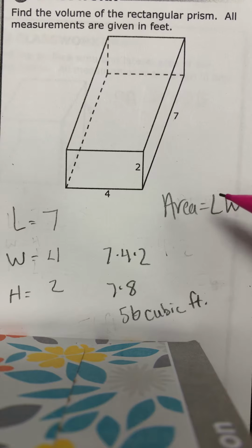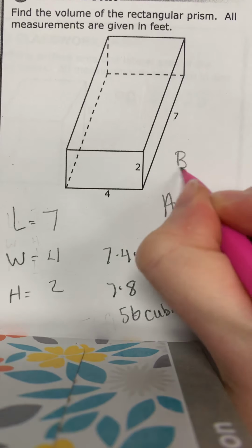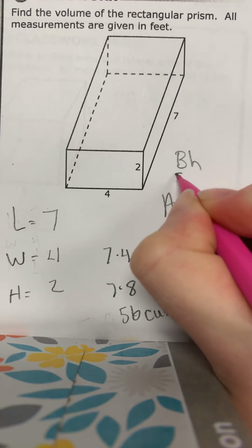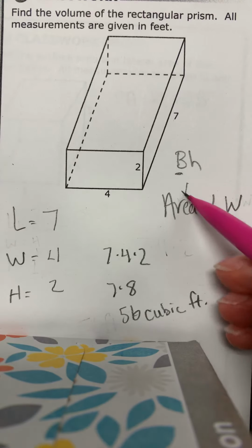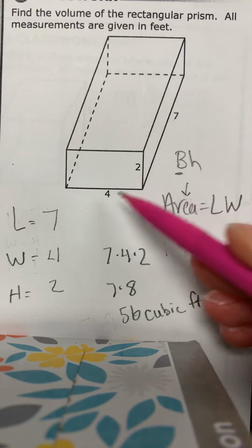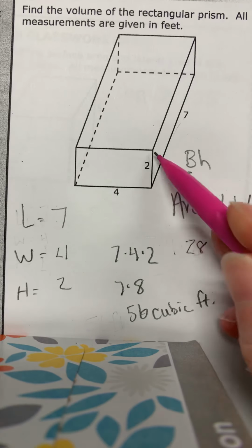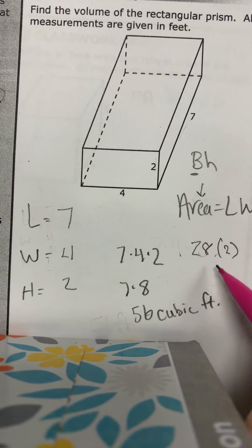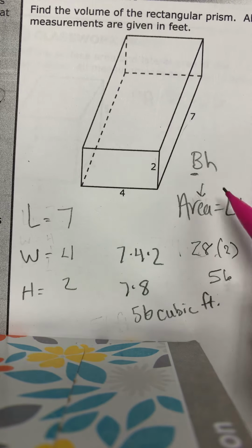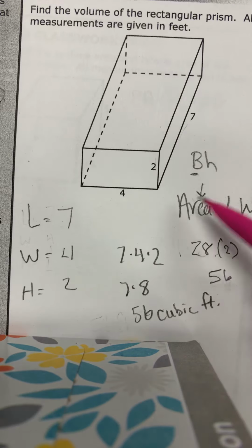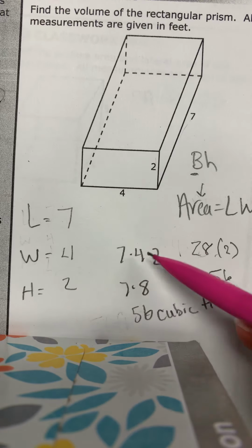So when they say B times H, and this is the area, you are going to have to find the area. So 7 times 4 is 28. And then you take it times that third part. So times 2, which is also 56. So that's what they want you to do. In this case, it doesn't really matter because it's the same. You're just taking it times, times, and times.